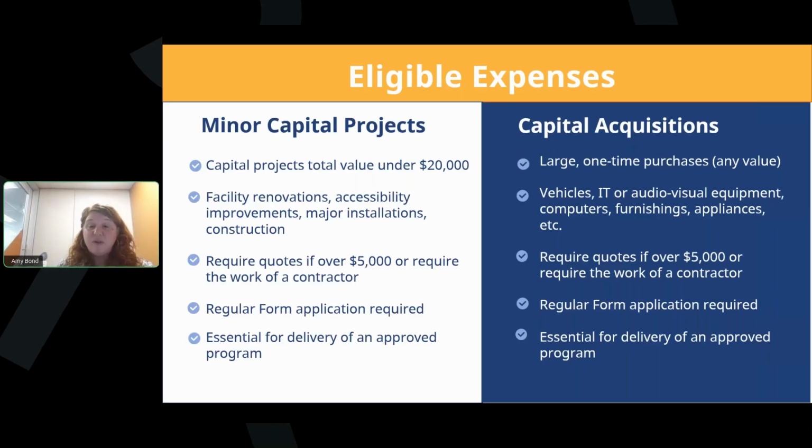And then clarifying the requirements around these, so both capital projects and acquisitions. If it requires a contractor to do an installation, or if the total cost is more than $5,000, we're asking for quotes to support those requests. If it's something that does not need a contractor and it's under $5,000, you don't need to worry about that.